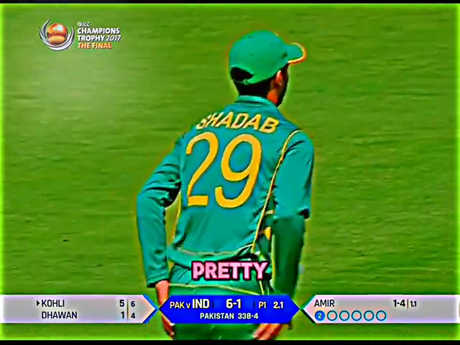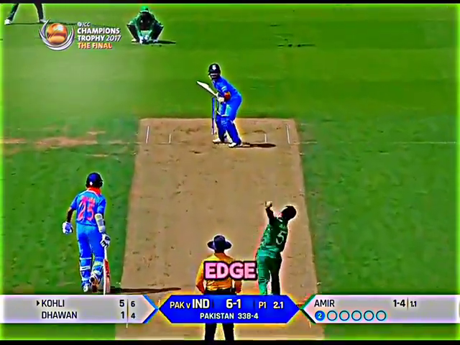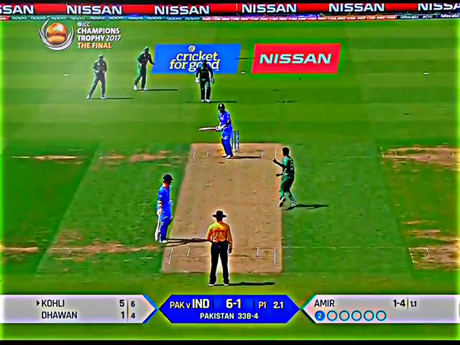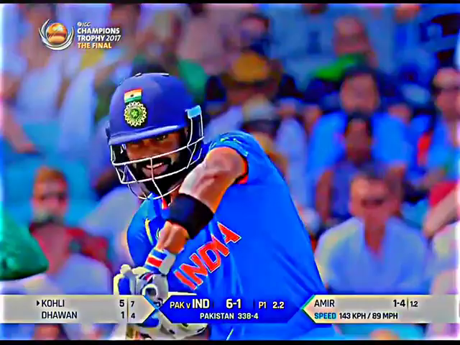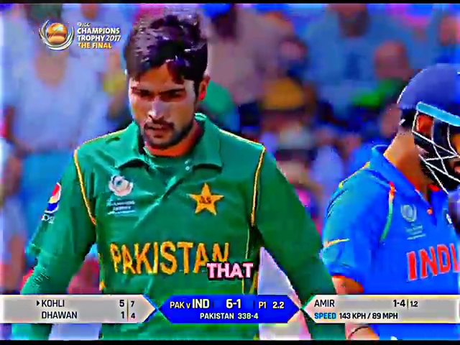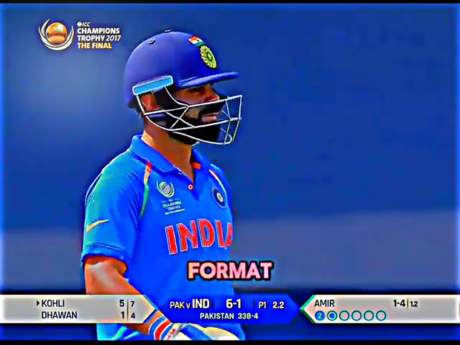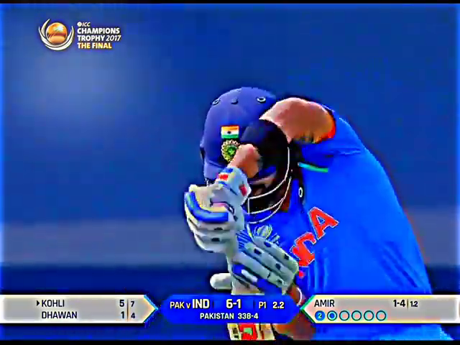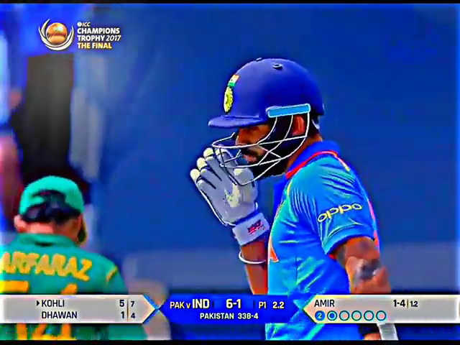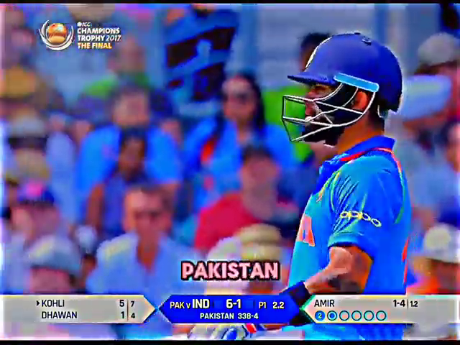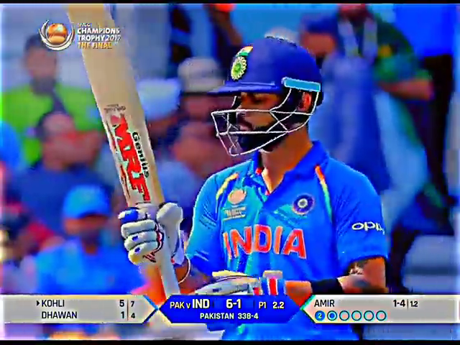India played Shadab pretty well. Used their feet against him at Edgbaston. I like that contest. He's coming hard at the best batsman in this format at the moment. It's going to be a great battle. A wicket here from Pakistan. Could be game on.